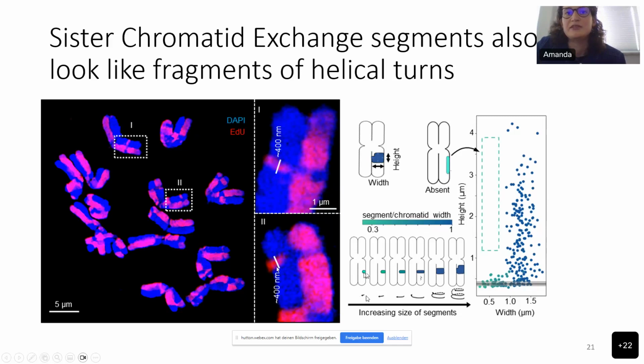So this one would correspond to small pieces of a turn, and then a full turn, and then only full numbers of turns and a bit more, because the chromatid width is always covered. So this was another way of supporting the helical organization. That is very interesting because it doesn't need a genome reference. So maybe it's easy to try in other species that still don't have a genome assembled.